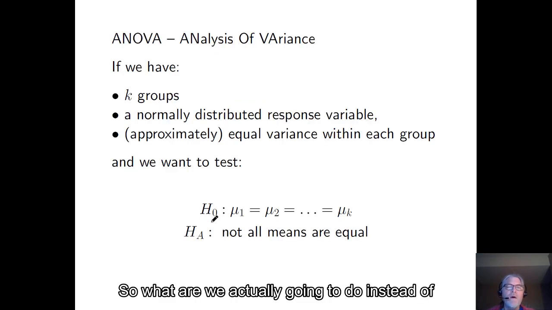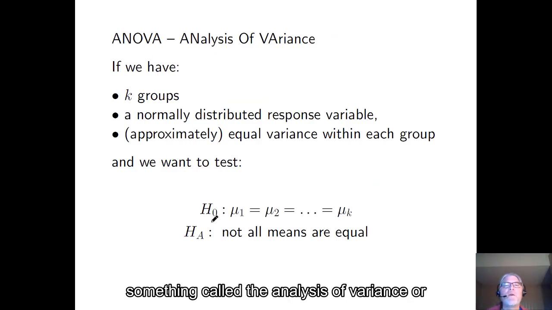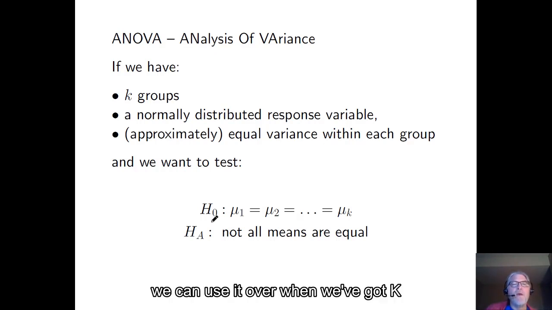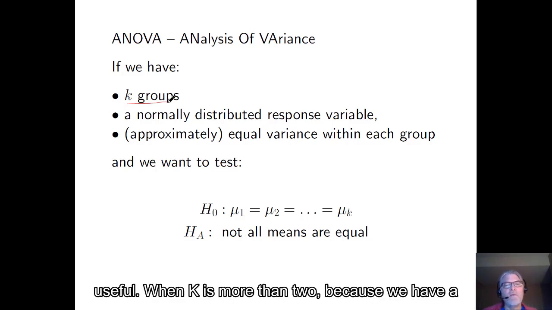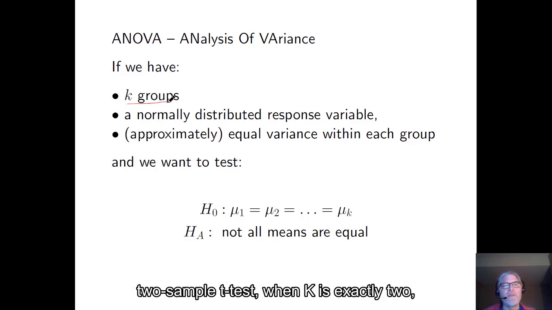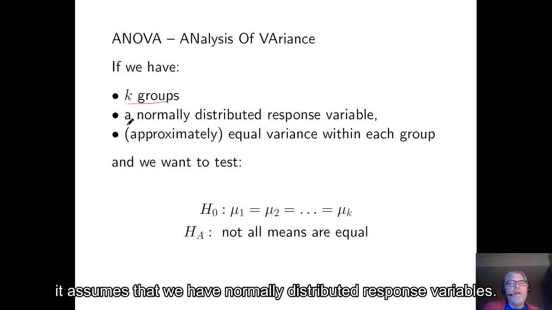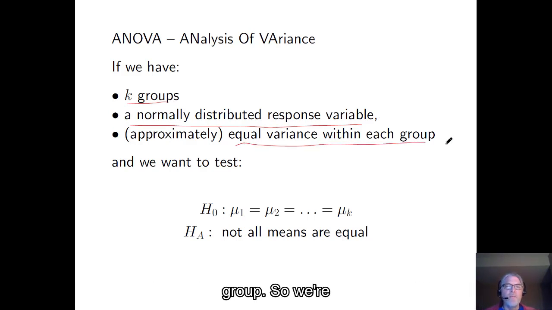So what are we actually going to do instead of doing 3 t-tests? We're going to use something called the analysis of variance, or ANOVA. We can use ANOVA when we've got k groups, where k is more than 1. It's particularly useful when k is more than 2, because we have a 2-sample t-test when k is exactly 2. It assumes that we have normally distributed response variables, and we're also going to assume equal variance within each group.